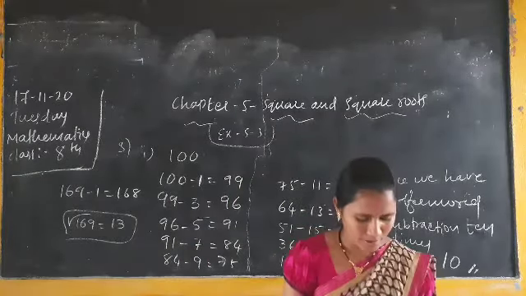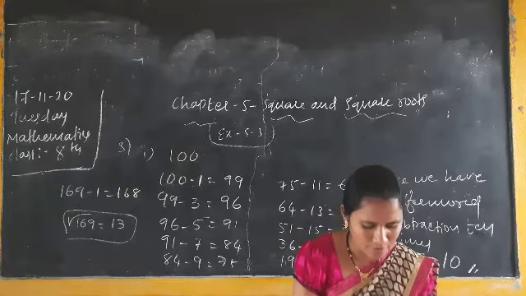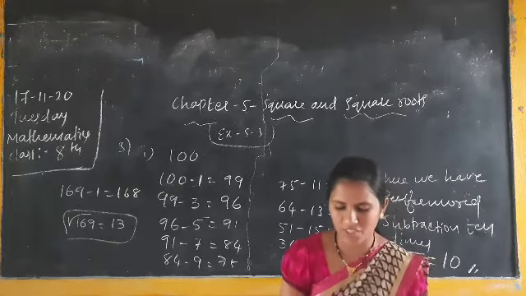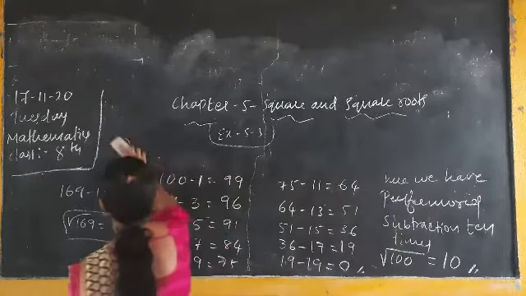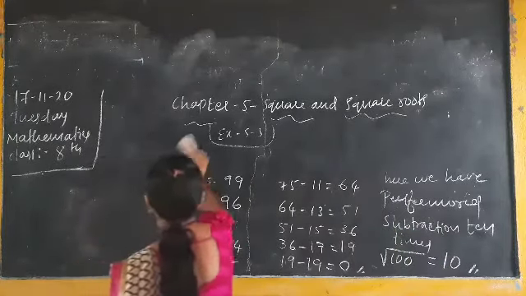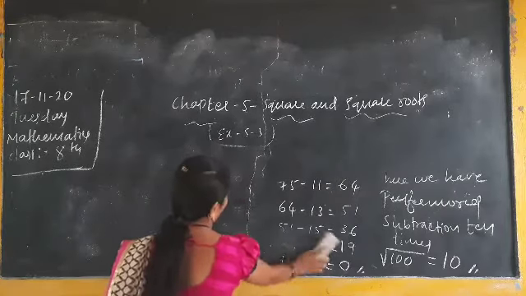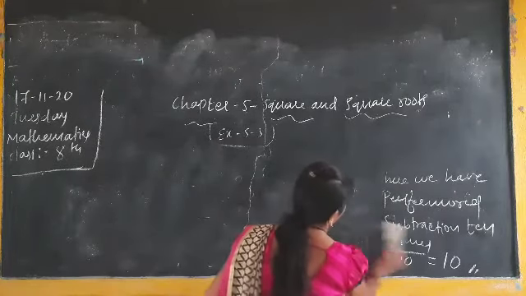Next, the fourth question: find the square root of the following numbers by the prime factorization method. It is very important. The prime factorization method is very important. Now in the 8th, and in the 9th also, it becomes easy.